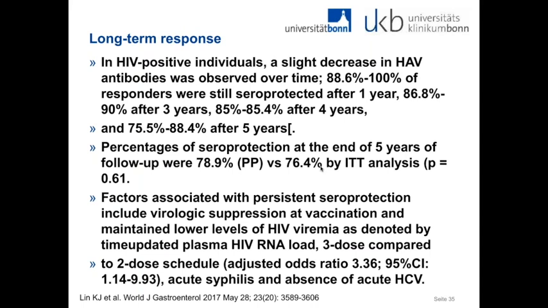The data on the long-term response to hepatitis A vaccine in HIV is still, I think, not optimal. I think more data is needed. Of what we've learned so far, it looks as if in HIV-positive individuals there is a decrease in hepatitis A antibodies over time. Most of the people are still protected after a year, 88 to 100% protection, and 85% protection after 4 years, 75% after 5 years.